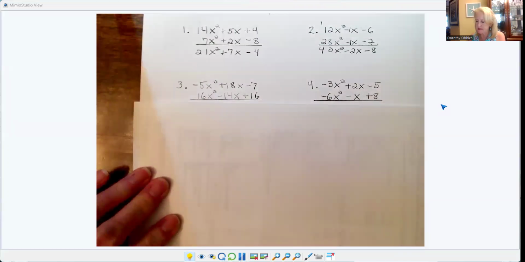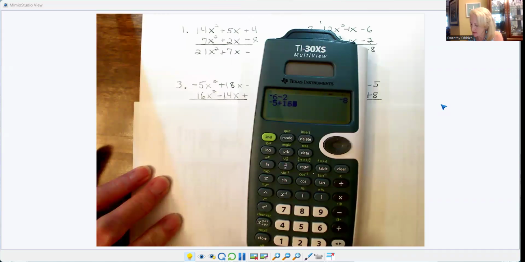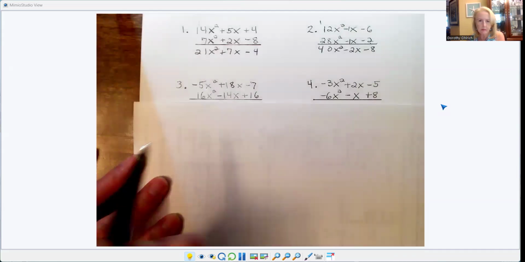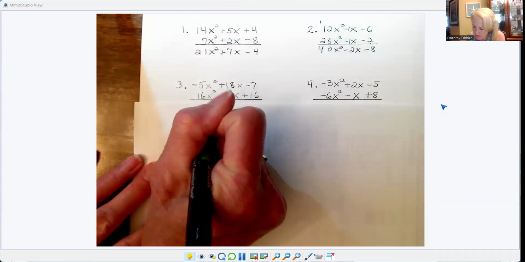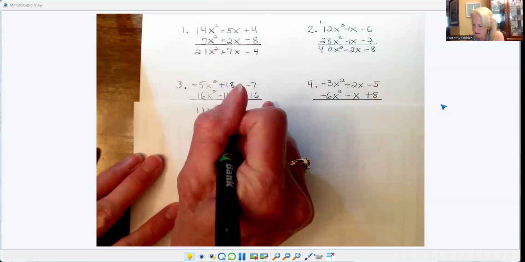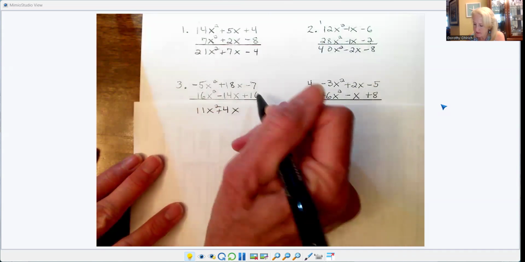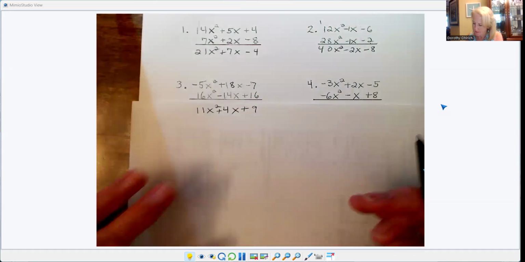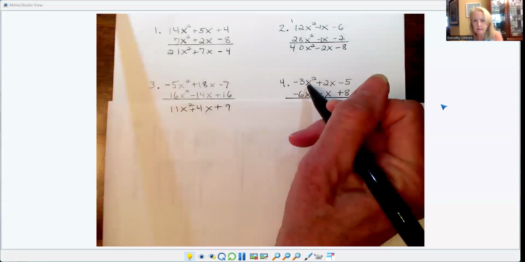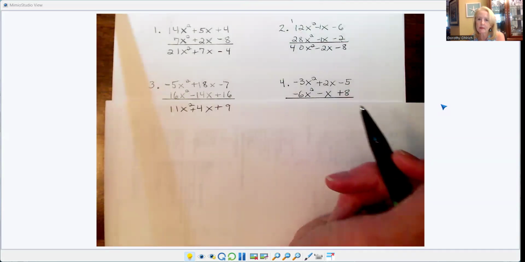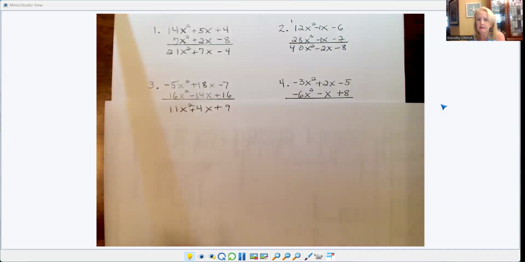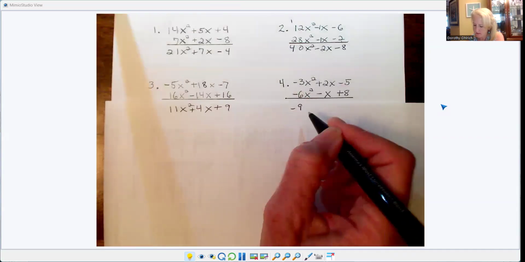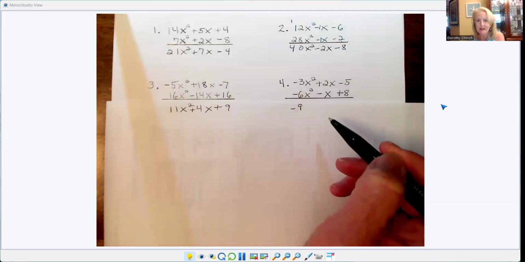So -5 plus 16. -5 plus 16 is positive 11. Notice you subtract them and you keep the sign of the higher number. So 11x squared, 18 minus 14 is positive 4x. -7 plus 16 is positive 9. -3 minus 6. These two negatives do not become positive. Two negatives only become positive when you're multiplying or dividing. I owe 3 and I owe 6, so I owe 9. Just put -3 minus 6 in the calculator.